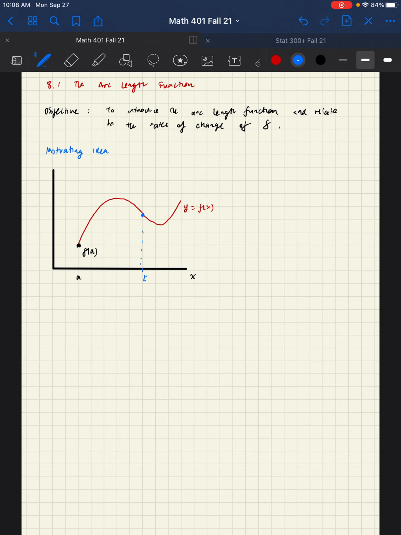So for instance, instead of talking about some value t, we're going to talk about its location as how far along the curve from the initial point we are. And this is actually a really useful construction, and it comes up a lot when you talk about calculus of variations and in classical mechanics. But what we're going to do here is develop this secondary function, which we call the arc length function.